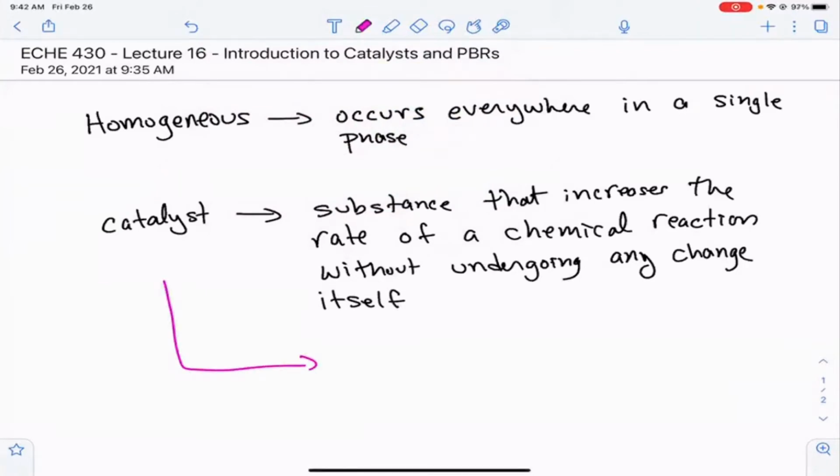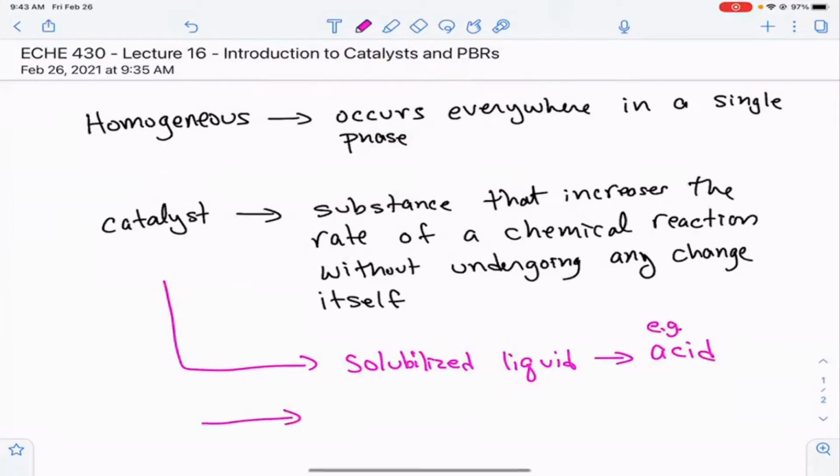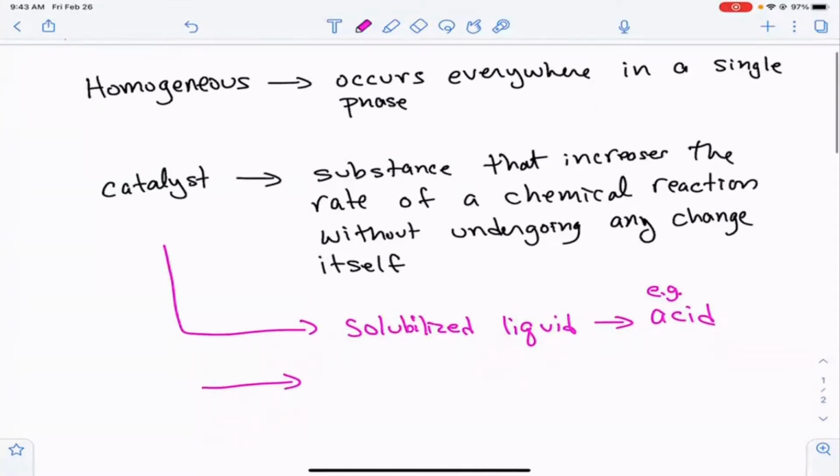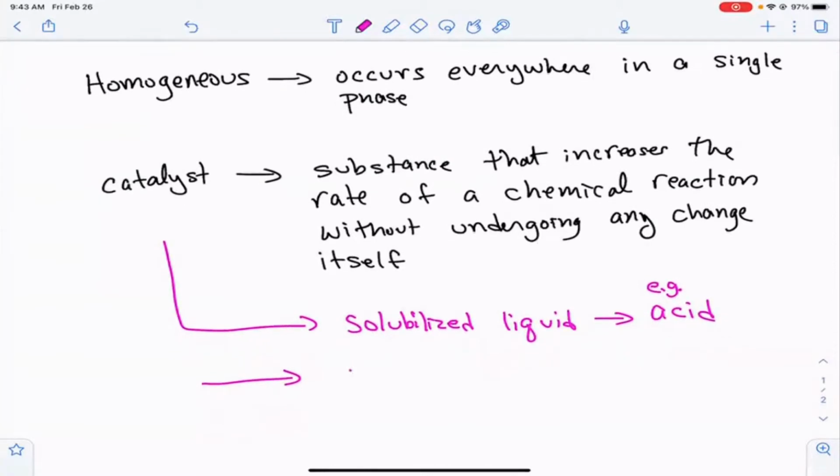So one such form is a solubilized liquid. And a really good example of that is that there are acid catalyzed reactions. However, the most common form for a catalyst is not dissolved or solubilized; they're dispersed and often solids. And so there are two types of catalysts that I put in this category. One is enzymes.